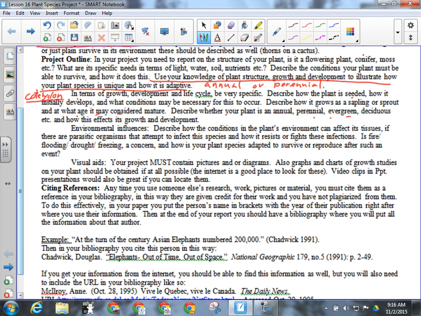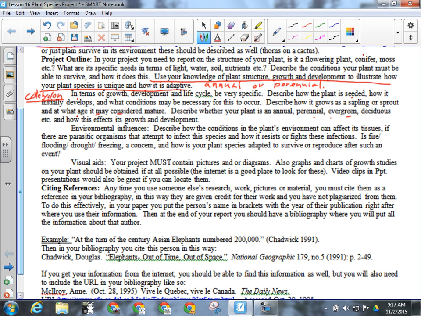If you can get graphs and charts of growth studies, I've had a few people who actually found stop motion photography YouTube videos of their plant growing. Someone had a camera set up and every day they took a picture of it, over the course of a year, because I don't know, they had nothing better to do, but they had this time-lapse photography of the growth of this plant. If you find something like that, that's kind of interesting, and it will help you when you're talking about the growth and life cycle because you'll see it happen. So it must contain pictures or diagrams.